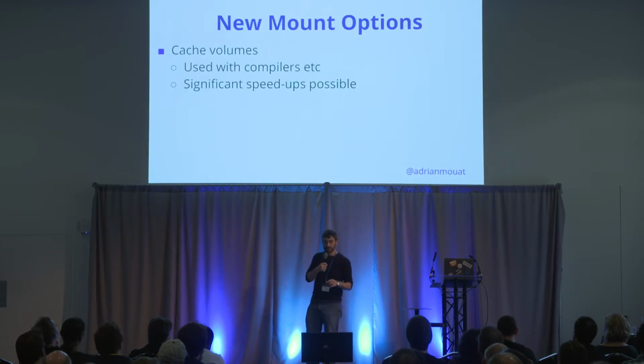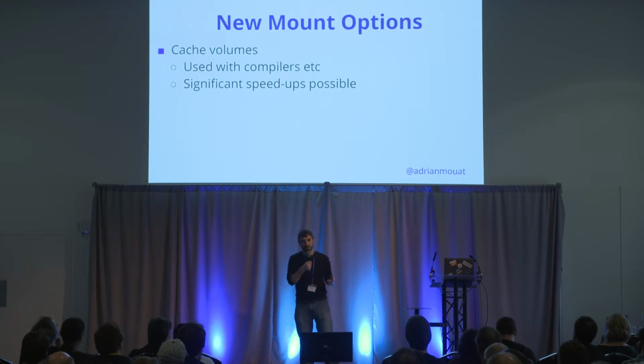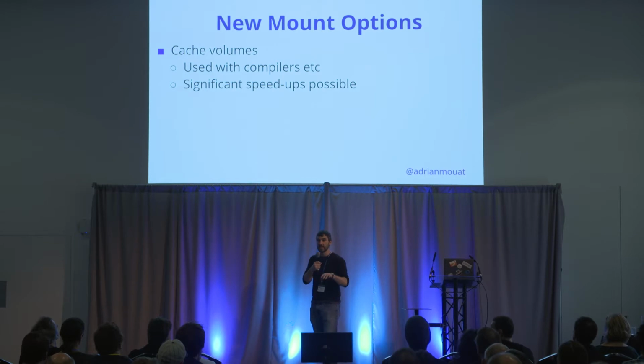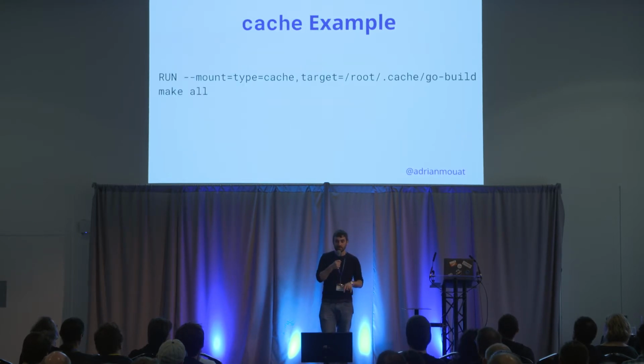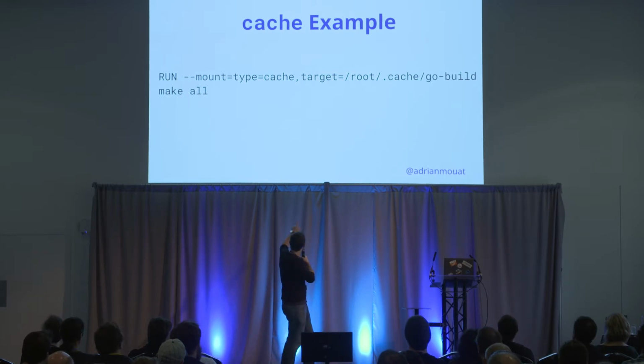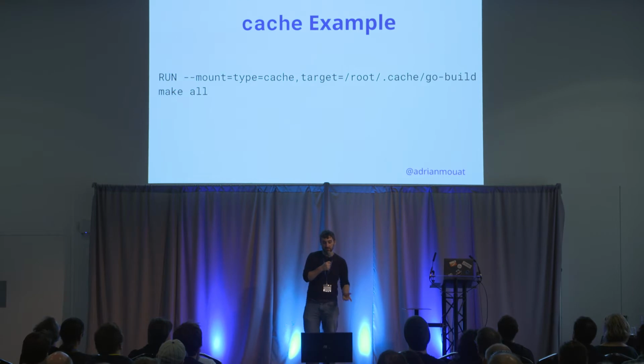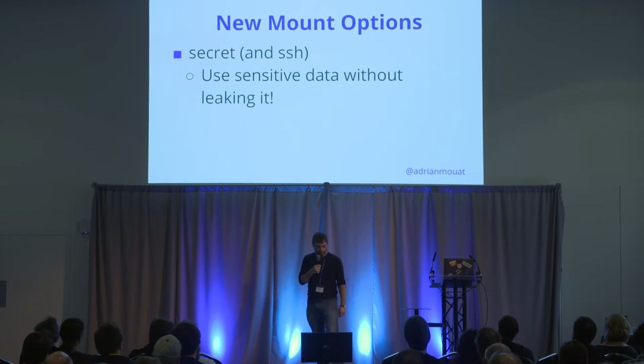My favorite one is actually the mount options, especially the cache mount option. The cache mount option basically says for a run command, I want to use this volume as a cache. And that's really useful when you've got a compiler, like a Go compiler or a C compiler, because if you're doing multiple Docker builds, it can reuse that cache, and so your subsequent builds can be faster and have quite a big effect. You do it by typing --mount=type=cache and telling it the directory you want to cache, and then your normal make or go build command.